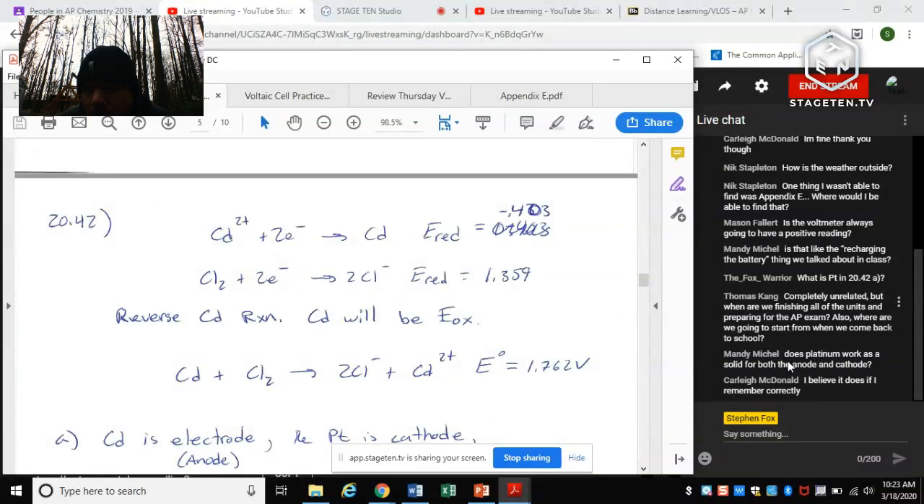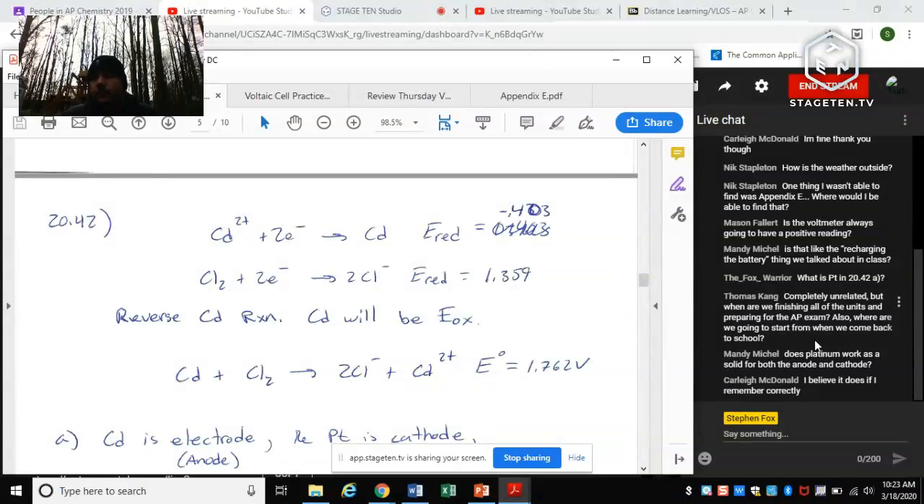Okay. So does platinum work as a solid for both the anode and the cathode? Yes, you can use platinum anytime you need a solid electrode, either at the anode or the cathode. So if your oxidation reaction doesn't have a solid, then platinum is going to be your anode. If the reduction reaction doesn't have a solid, then platinum is going to be your electrode at the cathode, if that makes sense.